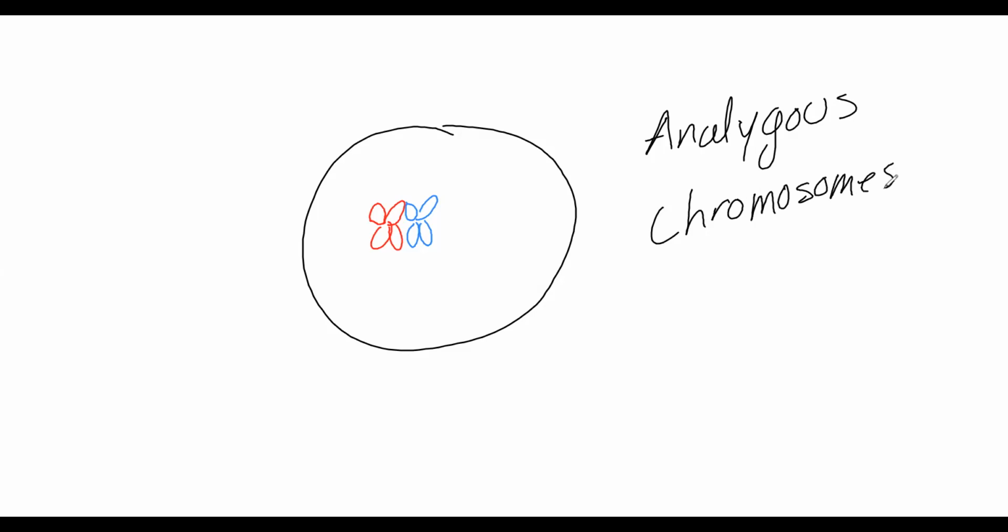Now you can replace the word analogous with similar and it'll still make sense, right? These two chromosomes have the similar alleles.